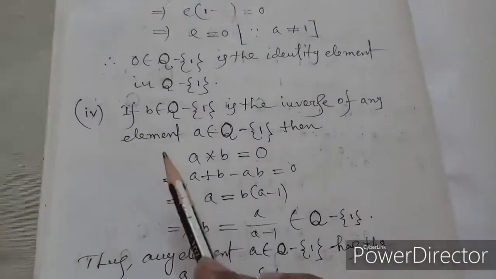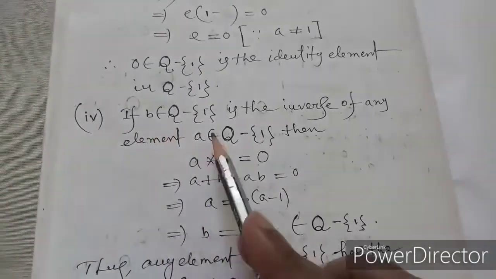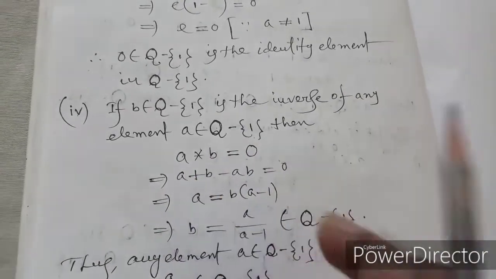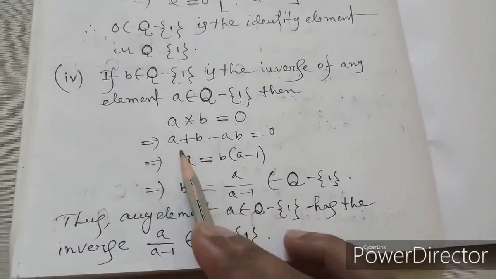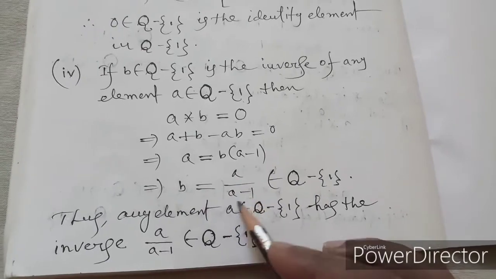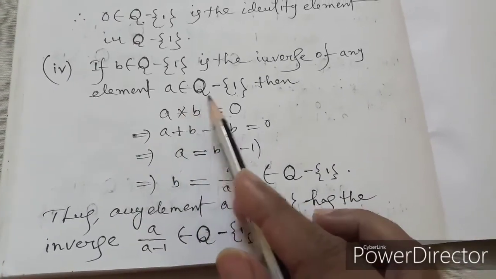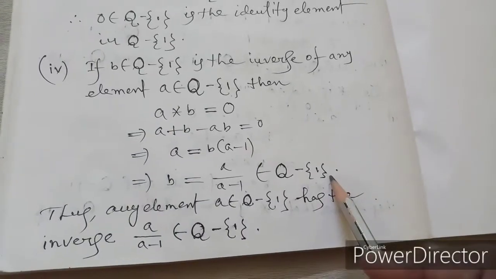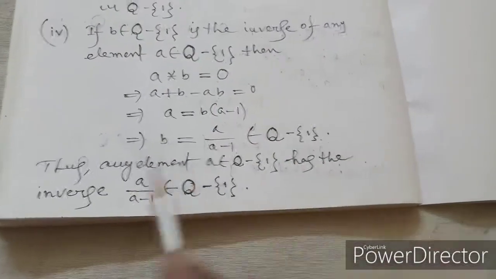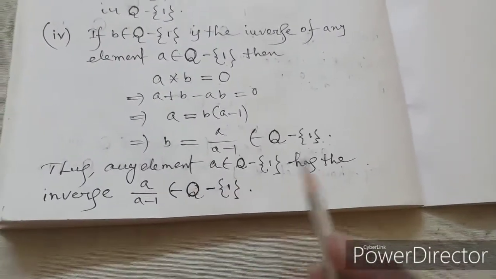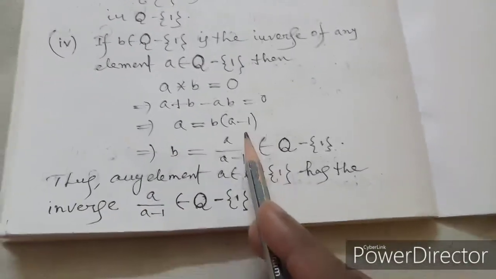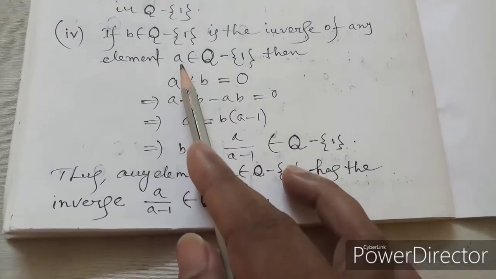Now let us see the inverse element. Let B belong to Q minus 1 be the inverse of any element A belonging to Q minus 1. Then A star B equals 0, obviously. So now A star B equals A plus B minus AB equals 0. So B equals A by A minus 1. And since A belongs to Q minus 1, A is not equal to 1, obviously. So this element is not equal to 1 and belongs to Q minus 1. Thus any element A belonging to Q minus 1 has inverse A by A minus 1 belonging to Q minus 1. Is it absolutely clear? So this element is the inverse element of the element A. Clear? Thank you.